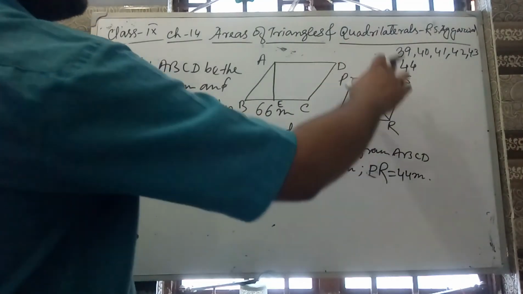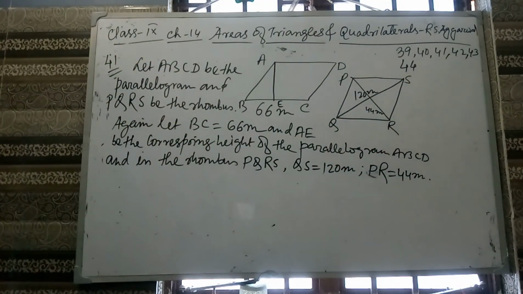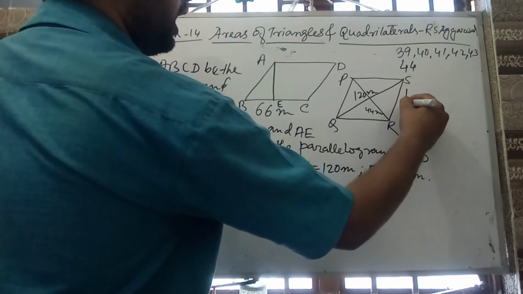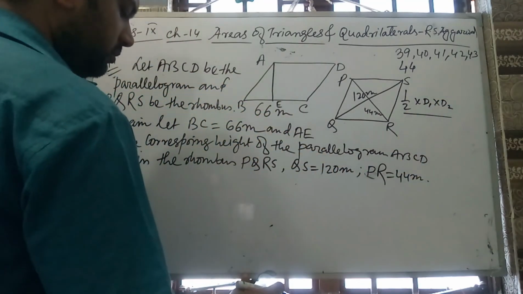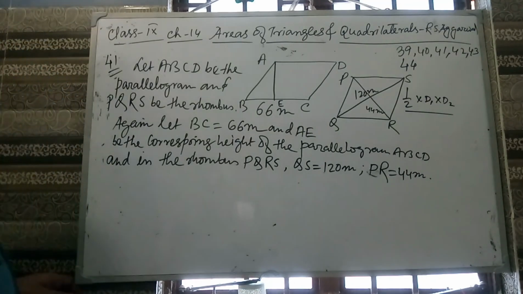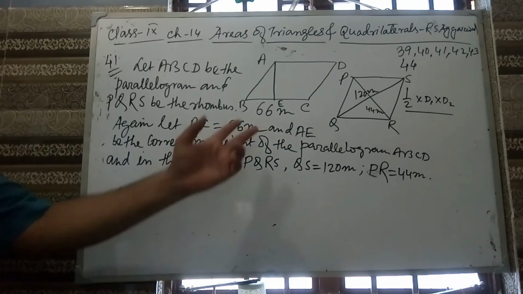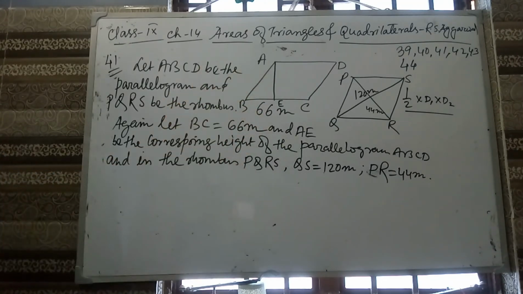What is the formula to find out area of a rhombus? Half into product of the diagonals. Half into d1 into d2. Isn't it, Pranjal? And Rajdeep, what is the formula to find out area of a parallelogram? Rajdeep, do you know? Base into height. Base into corresponding height. Look, why? Base into corresponding height.